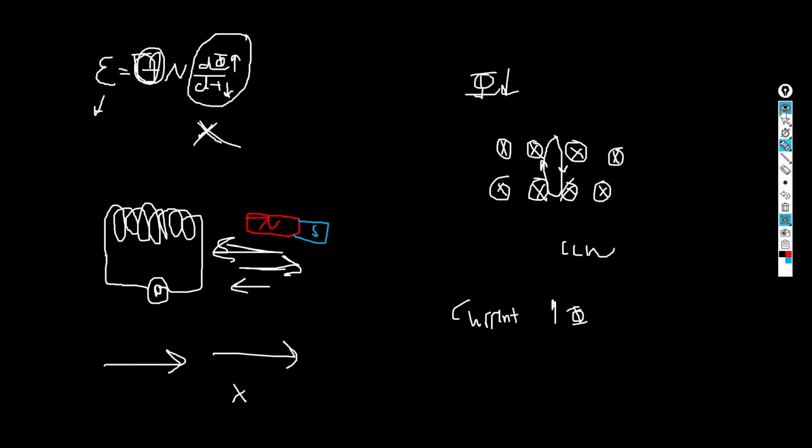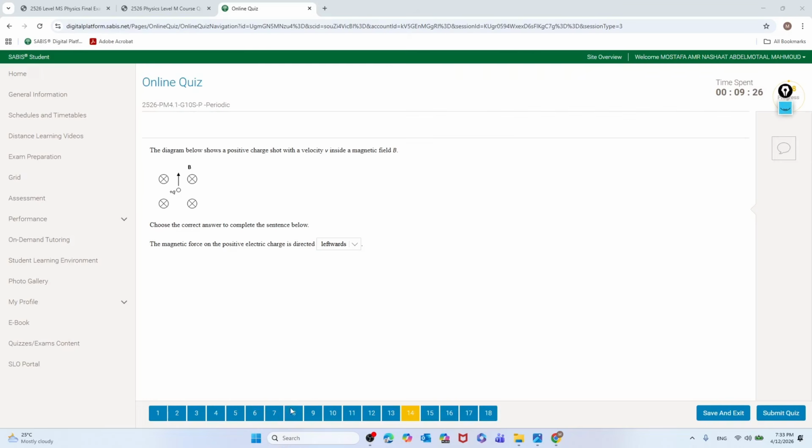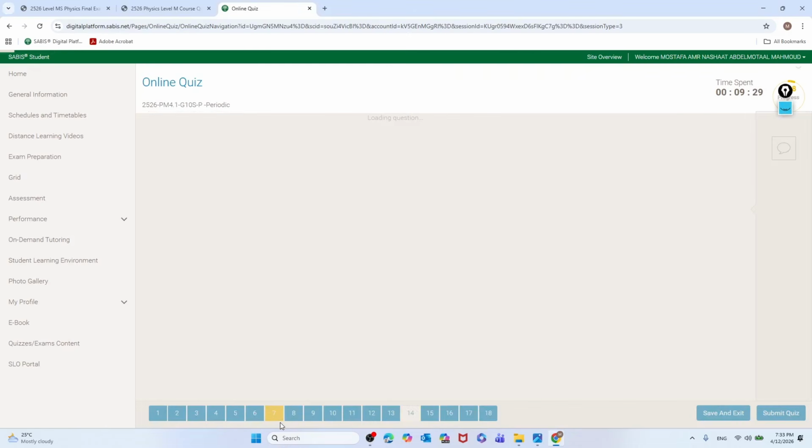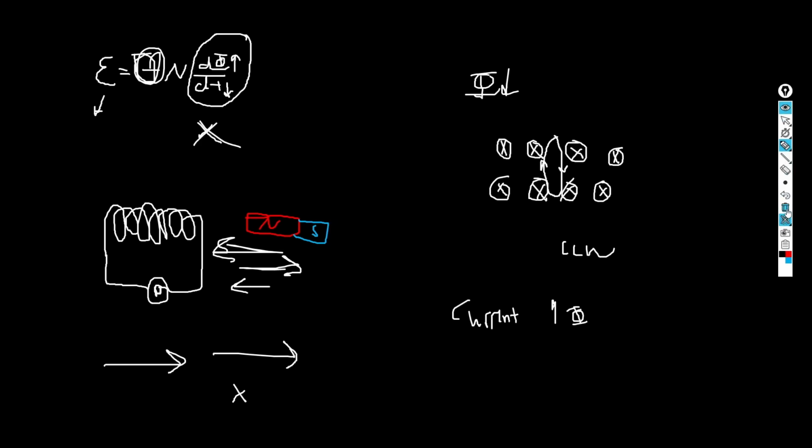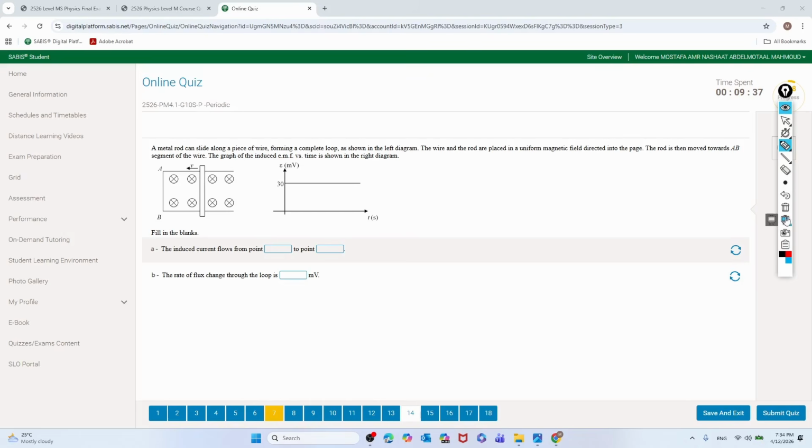Now I want to solve question 7 in this quiz and question 18. This question is very important. Okay, erase all this, remove the whiteboard. Okay, the formula, guys, remember: epsilon equals negative N, where N is the number of turns, times delta phi over delta T. Okay.